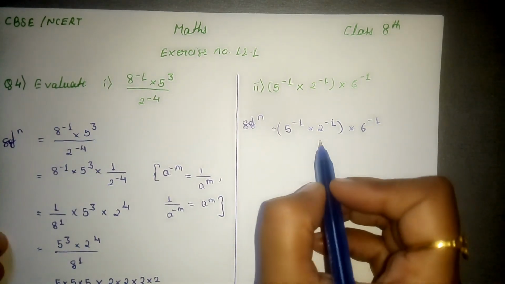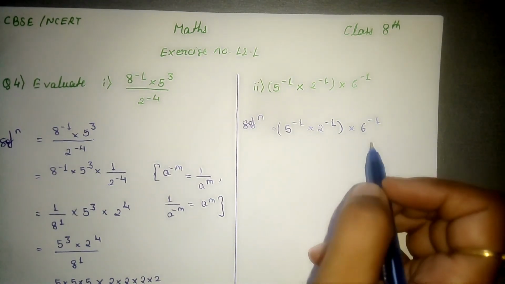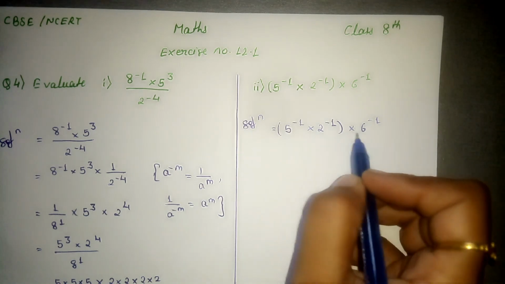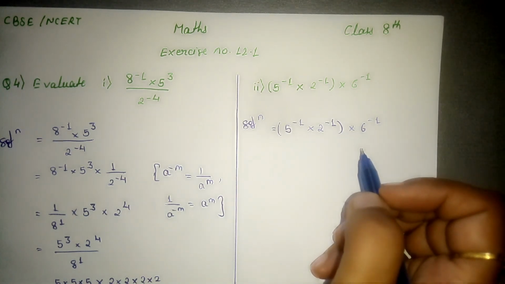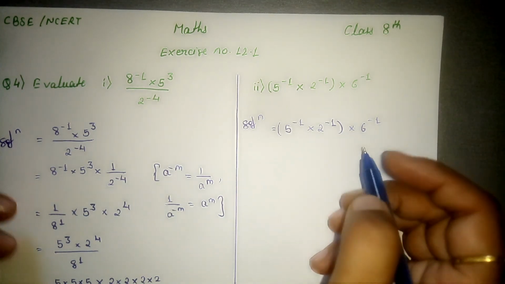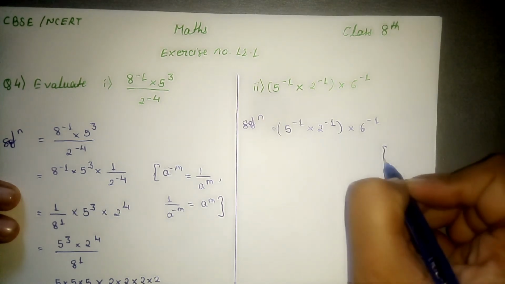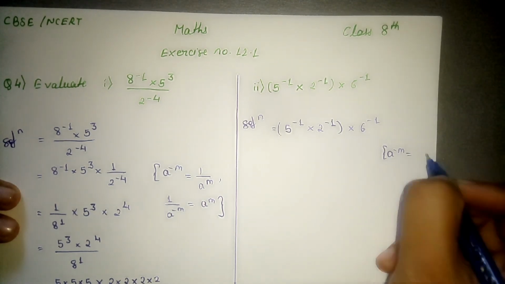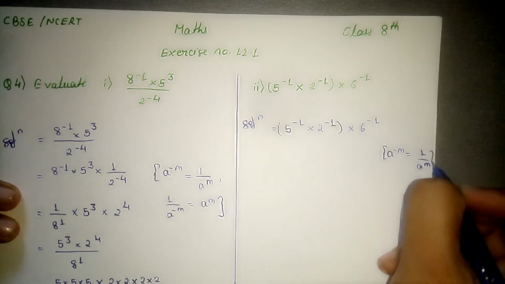So here notice that the exponent is the same for all bases, and that is minus 1, but we want the exponent as positive, so we have to make it positive. For that we have a law: a raised to the power minus m equals 1 upon a raised to the power m.